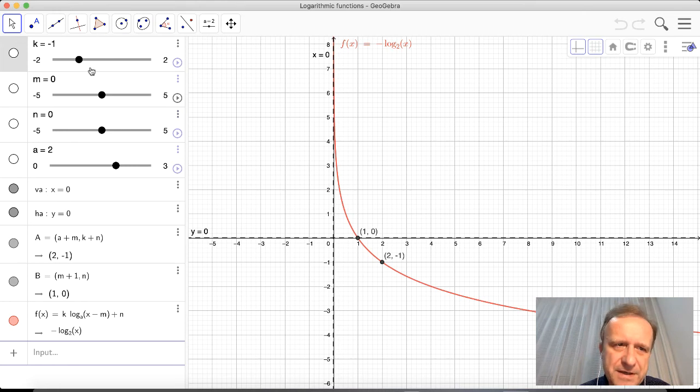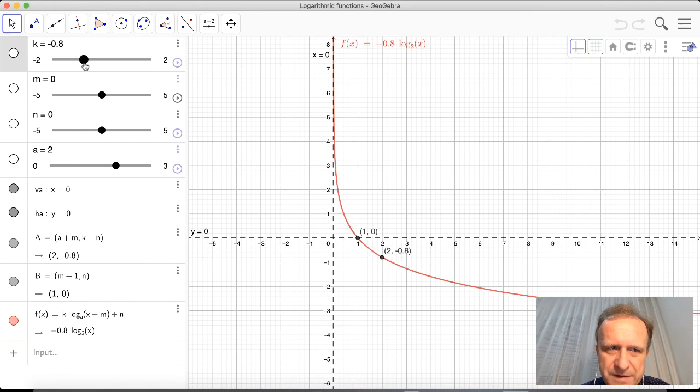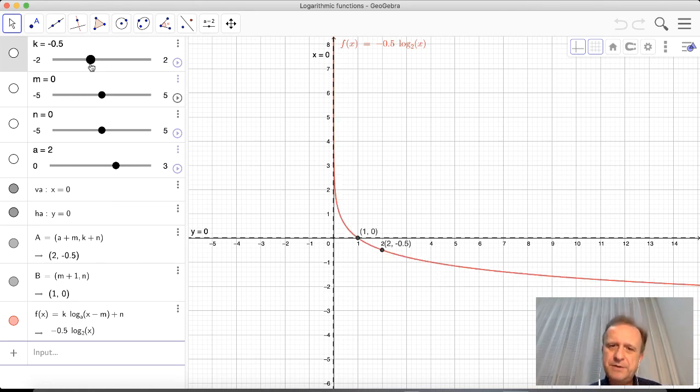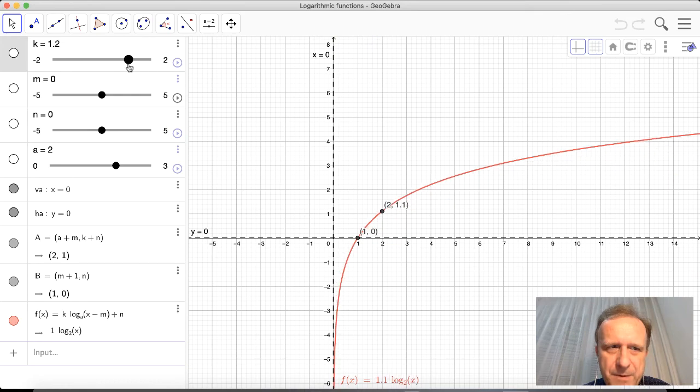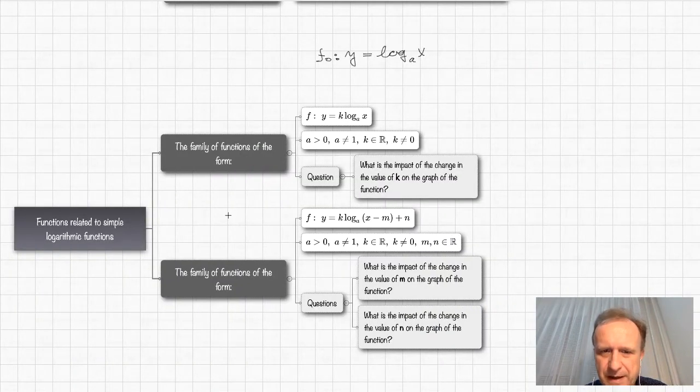But if I take k equal to -2, you see you get a stretch. So it's the reflection and the stretch combined. And if k is -0.5, for example, it's the reflection and the shrinkage in the vertical direction. So this is the impact of k. Now we can come back to this presentation here and look at some other family of functions.